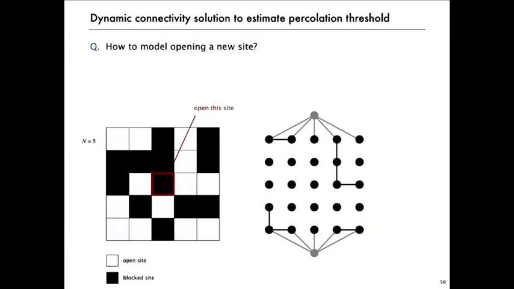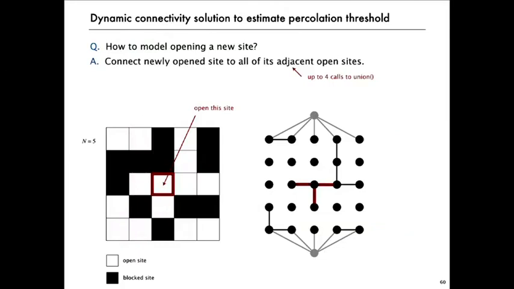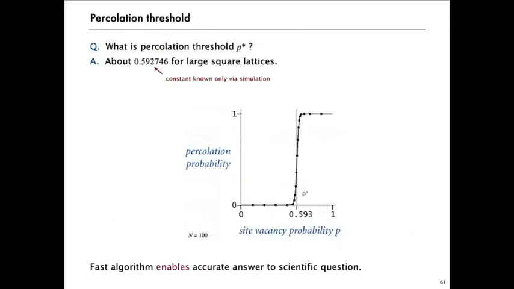So how do we model opening a new site? Well, to open a site, we just connect it to all its adjacent open sites. That's a few calls to union, but that's easy to implement. And then with that simple relationship, we can use exactly the code that we developed to go ahead and run a simulation for this connectivity problem.